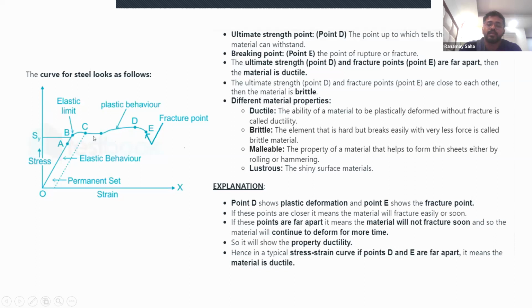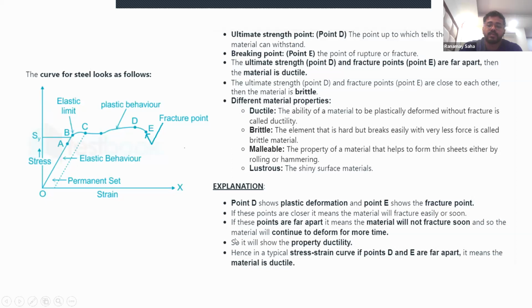Now, if these are close, that means your plastic region is small. The material cannot withstand much strain, and it fails quickly, which means that the ductility is less. In other words, the material is a brittle material. You know ductility, brittleness, malleability, lustre. This has been discussed in the earlier classes.